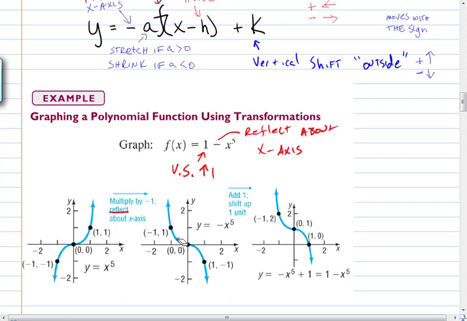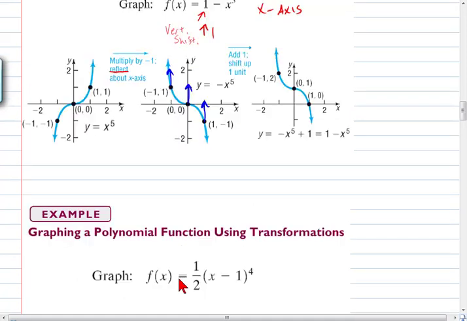So a negative would reflect this about the x-axis. Start with your parent function, flip it, and then slide each of these points up. So this point right here, negative 1, 1, got moved to negative 1, 2. The point at 0, 0 shifted up 1 to 0, 1. We're just sliding everything up 1, and that's how we got to this graph right here.